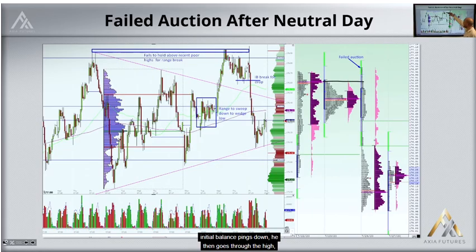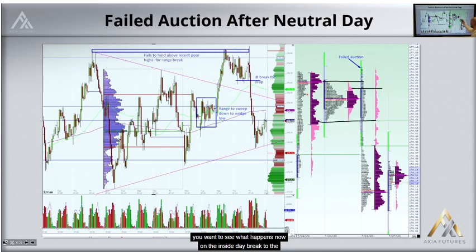So after the initial balance pings down, it then goes through the high, takes out the recent high, which is a poor high as well, takes out that recent high, and then falls back into the IB. So now you have a situation where you've just been given everything you want. You've been told that the neutral day, neutral inside day as well, cannot generate movement to the upside. Your next thought is, can it generate movement to the downside? So you have the opportunity to sell on the move back into the IB. That's what you want to see.